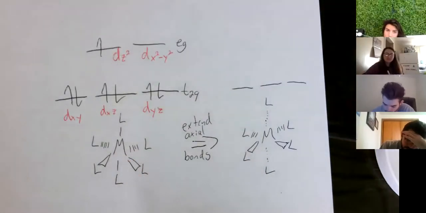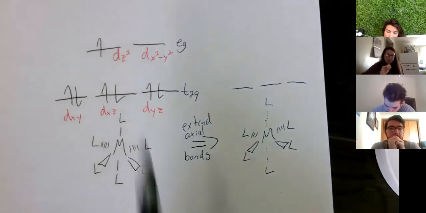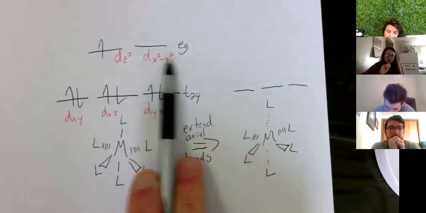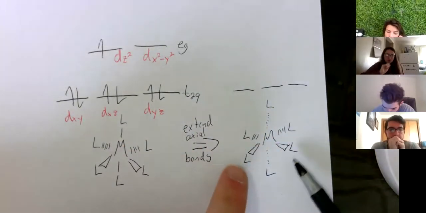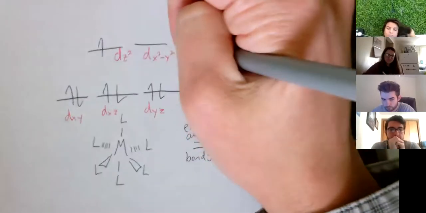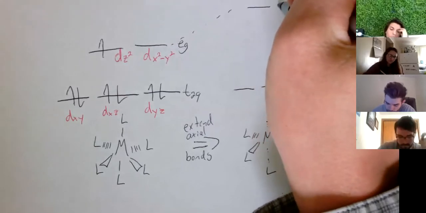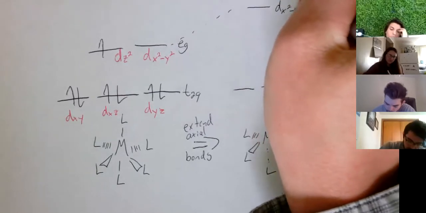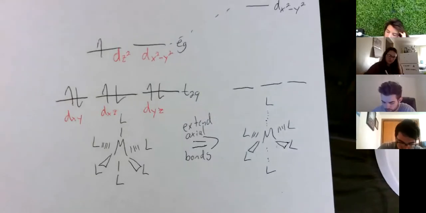Which one's going to get higher in energy? dx squared minus y squared? Would it be dz squared? Yeah, go up. Yep, these guys are going to get higher in energy, right? Because these ligands move away, these bonds are going to shrink a little bit. So xz is going to move up a little bit higher in energy. I mean, dx squared minus y squared is moving up higher.